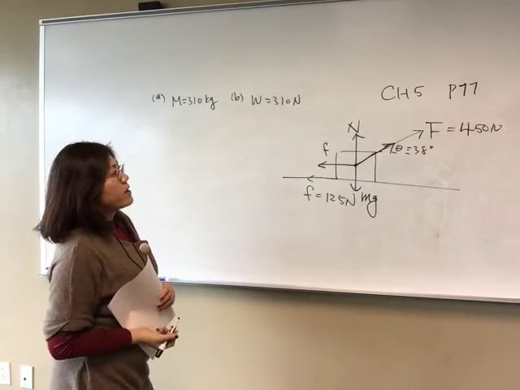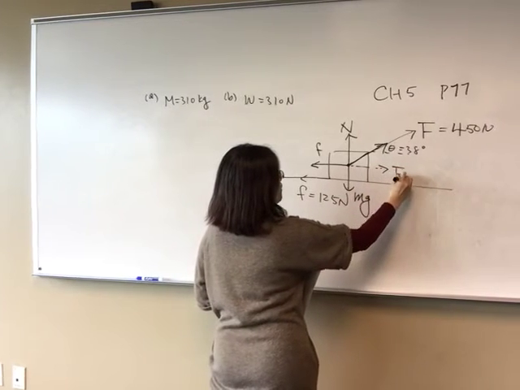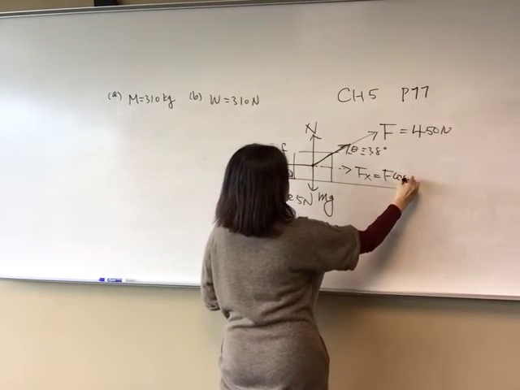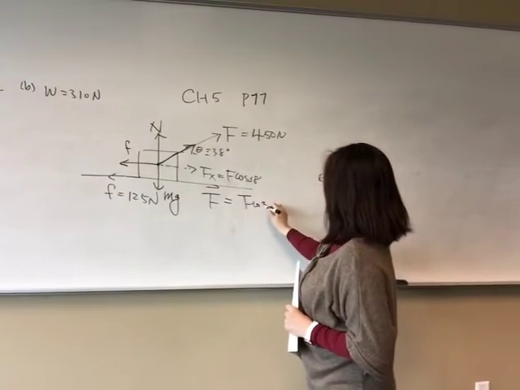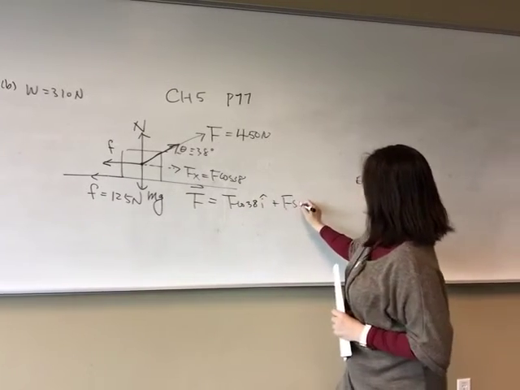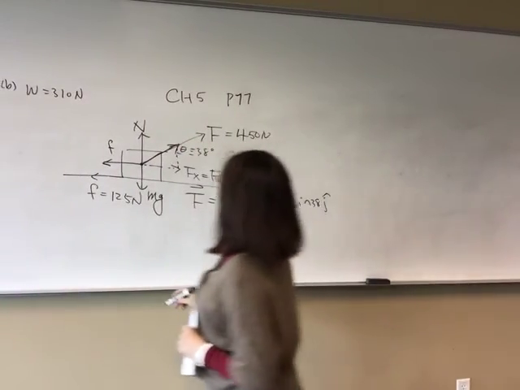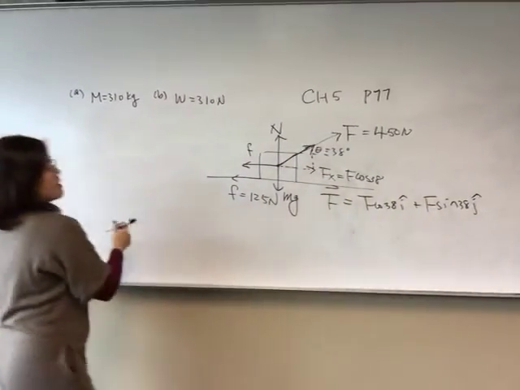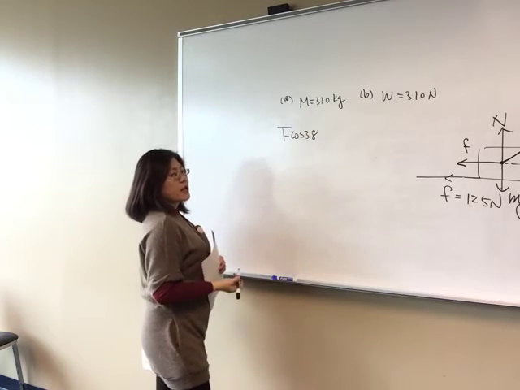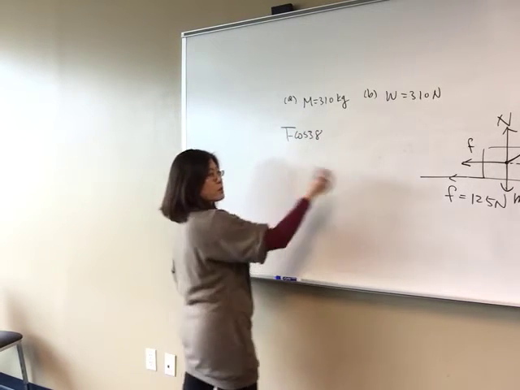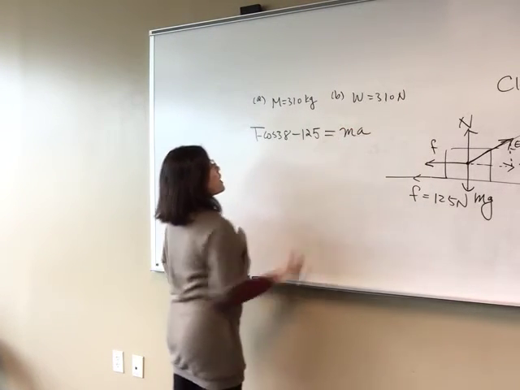Okay, so how do we find the net horizontal force? We know that horizontally you have Fx, which is F times cosine 38. So your F, in unit vector notation, should be F cosine 38 i hat plus F sine 38 j hat. Okay? So in that case, the net force in the horizontal direction will be F cosine 38, that's rightward, plus the negative force, which is pointing in the opposite direction, so it's minus 125. And the whole thing has to be equal to ma.